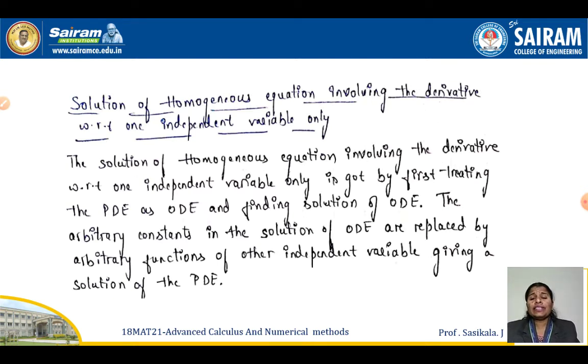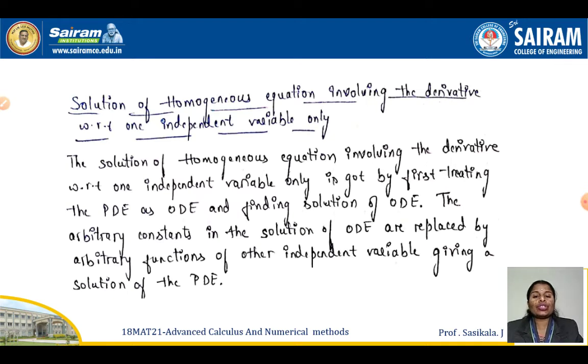What does it mean? Generally, if you have equations with more than one independent variable, we will use dou u by dou x like that, right? Suppose d by dx will have one independent variable. More than one independent variable will go for partial differential equations, right? So if you have a partial differential equation with only one independent variable alone in the complete equation, it will go for ordinary differential equations. Then you can solve it as it is for your ODE. That is what we are going to see in this topic.